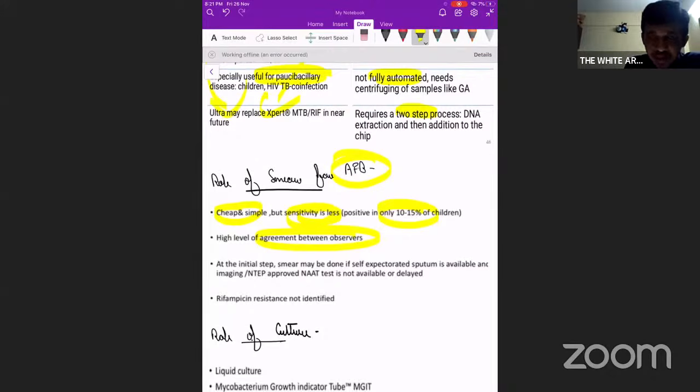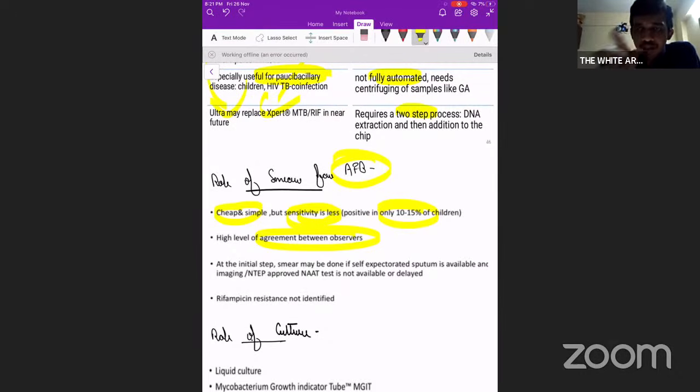So when do we do this? Say you are in a peripheral setup and there is no CBNAT machine available. In that case, what do we do? The patient is sick and you're not able to confirm that it is TB. You will invariably have to send it for CBNAT, but there is a delay involved because you have to send it to a higher referral center, and the sample needs to be processed there. That will end up taking around 1 to 2 weeks, correct? So in that situation, we can use acid-fast bacilli. We take 2 samples for acid-fast bacilli apart from what we take for CBNAT.